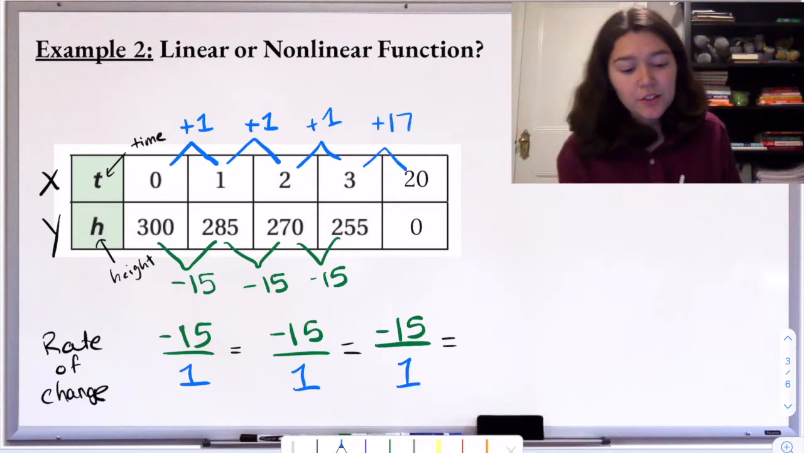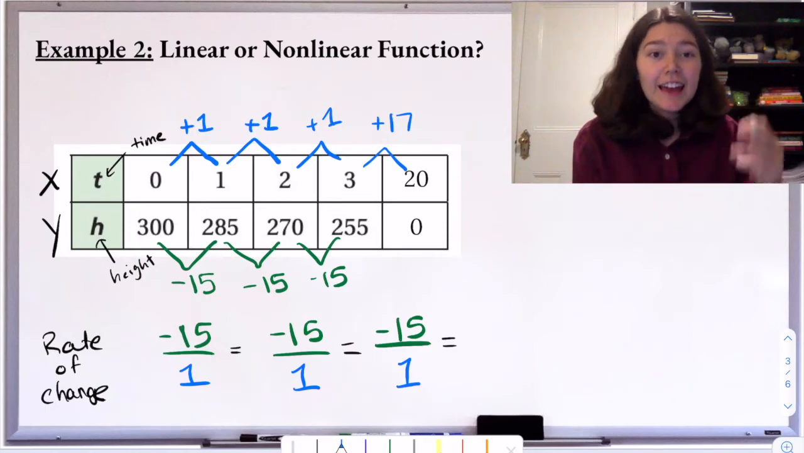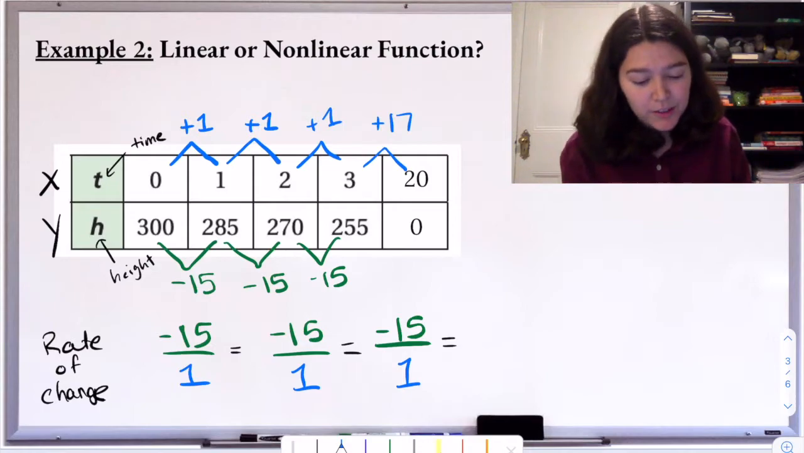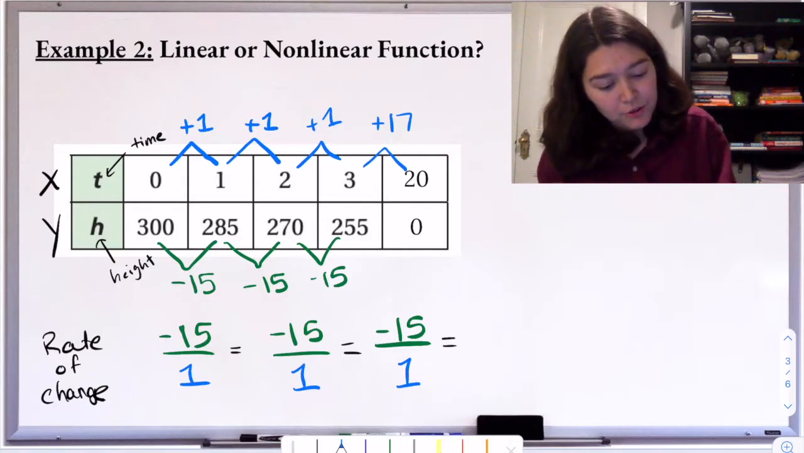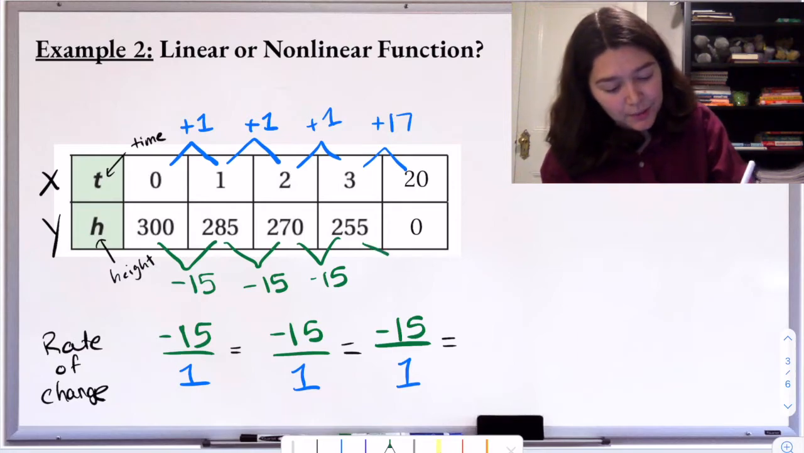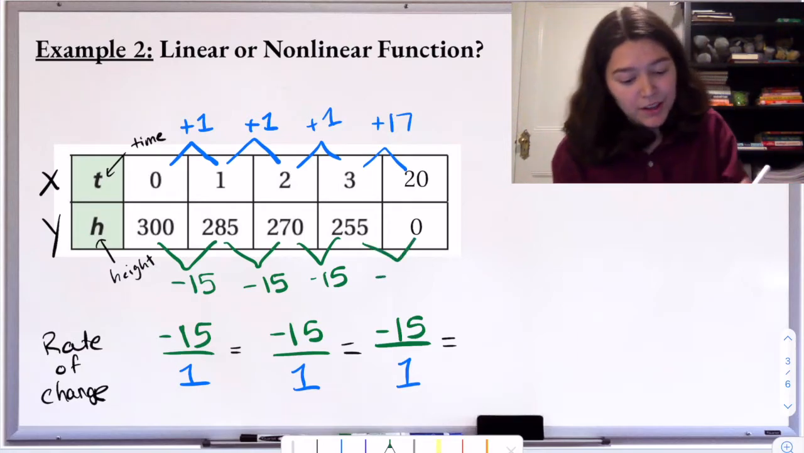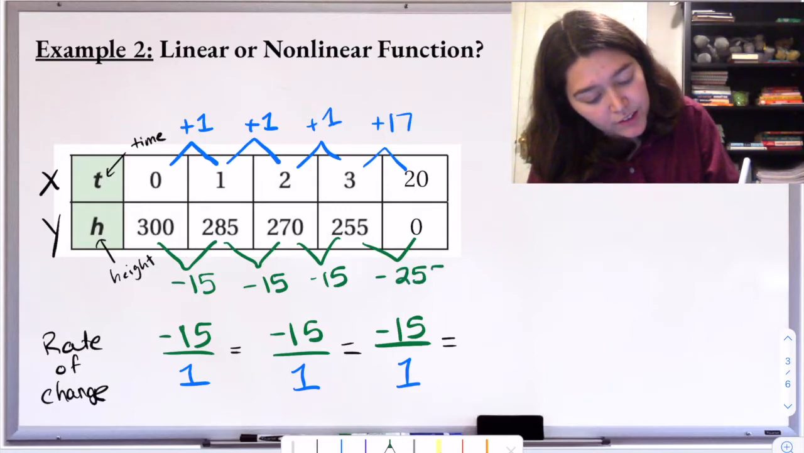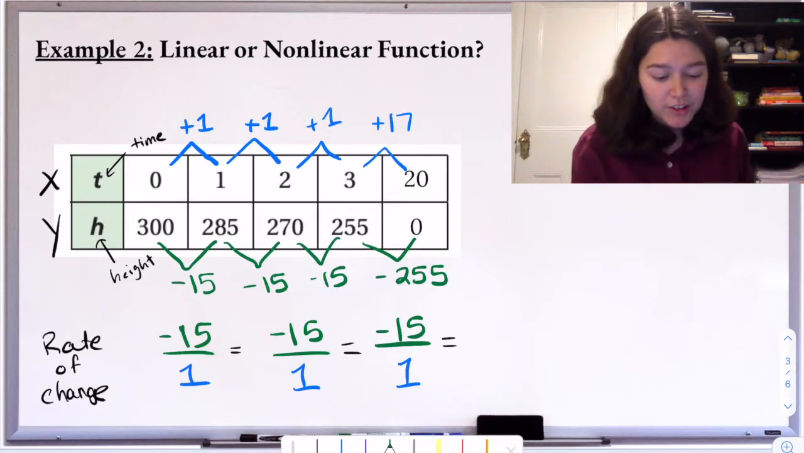Yep, 17. 3 plus 17 equals 20. So that's the change in the x, or the t, or the inputs. And then I'm going to find the change in my y variable, my h variable. In this case, from 255 to 0, it's getting smaller, so I'm going to subtract or add a negative. I'm going to have to subtract 255. 255 minus 255 is 0.